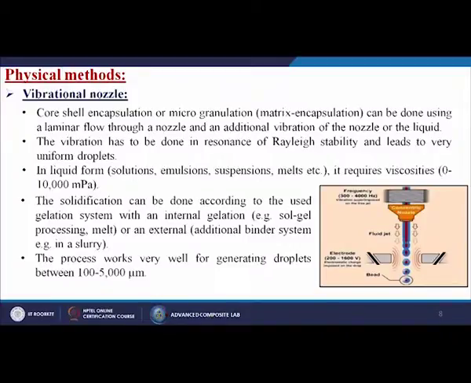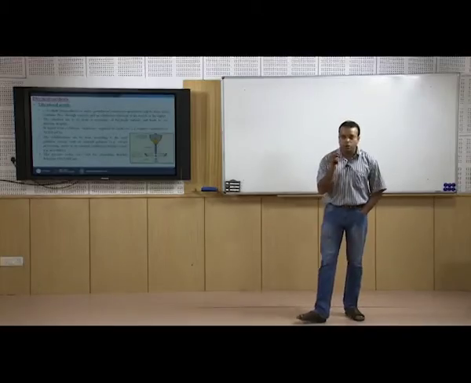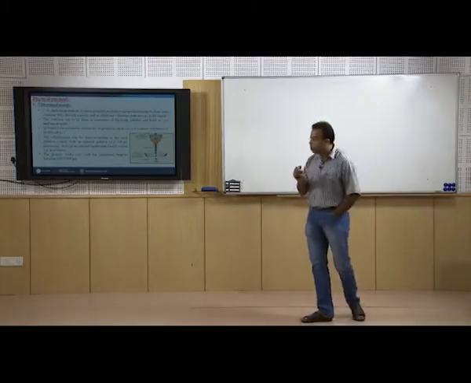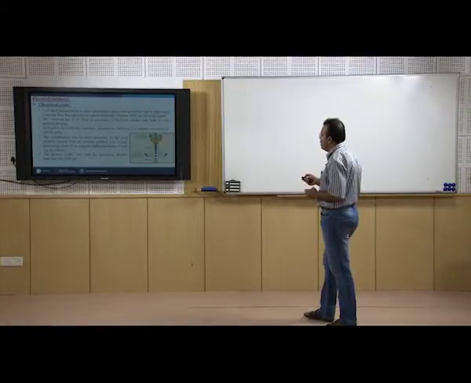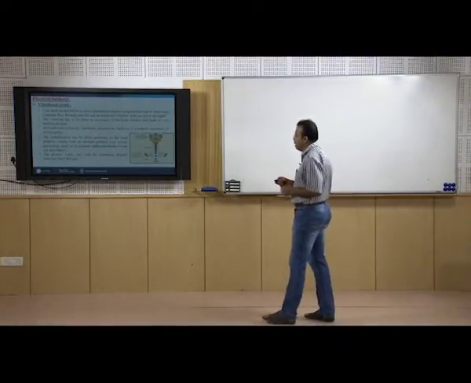So how is it working? Core shell encapsulation or microgranulation, matrix encapsulation can be done using a laminar flow through a nozzle and an additional vibration of the nozzle or the liquid. The vibration has to be done in resonance with Rayleigh stability and leads to very uniform droplets. So it will be divided into small droplets. In liquid form, solutions, emulsions, suspensions, melts, etc., it requires viscosities generally 0 to 10,000 megapascal.